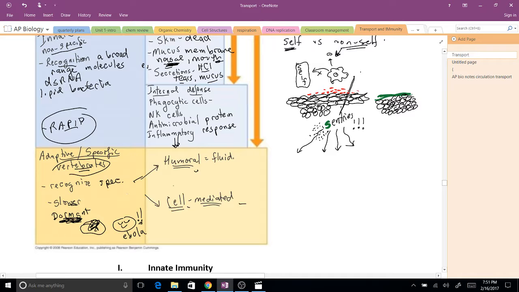Now, once these things get activated, we have two branches. One's called the humoral branch of the adaptive immune system, and humoral is an old word for fluid, so kind of the area around the cells. So the humoral branch is going to take care of bad guys that are outside the cell. And then the cell-mediated branch is going to take care of the bad guys inside cells.